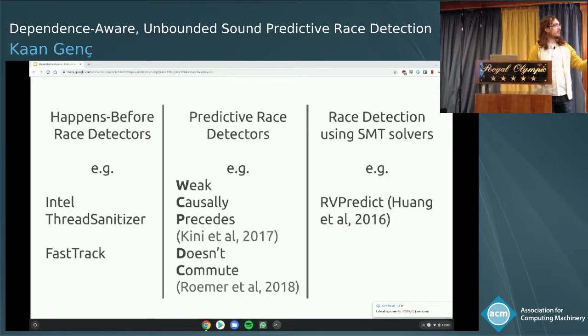Another method that people have developed is predictive race detectors. These methods are a lot more similar to happens-before race detectors. What they do is take the happens-before race detection formula and reformulate it in ways that, while we still look at a single execution, we can predict other executions just by looking at that single execution.